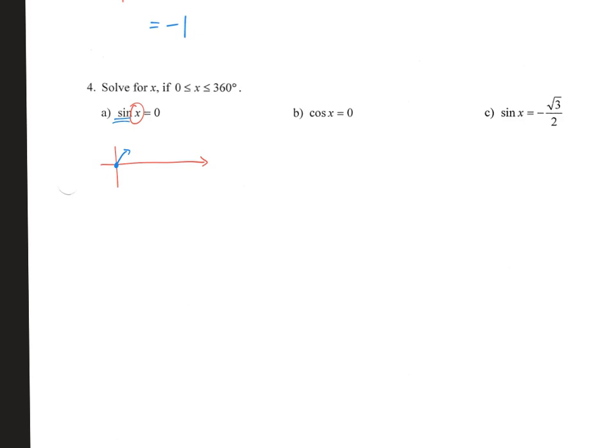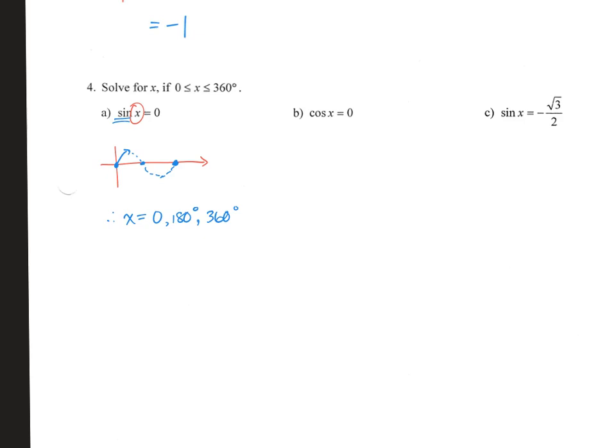I know that since I start at the middle, one of my angle measurements that gives me a 0 is 0. I know I hit my maximum at 90. I know I come back at 180. I know I hit my minimum at 270, and I come back and hit my maximum at 360. My trig curve makes me so much faster to be able to solve that equation.